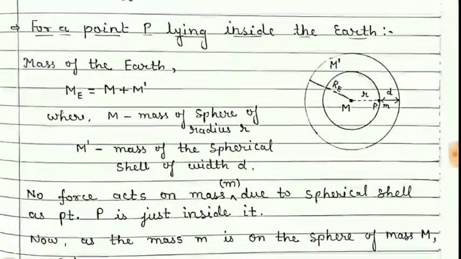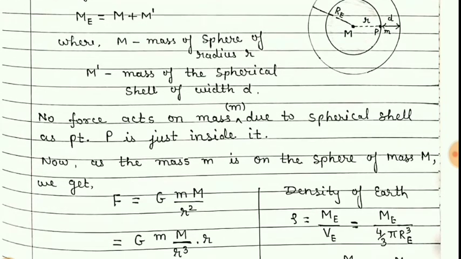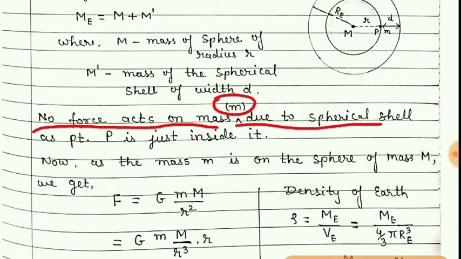Now here we have imagined the total mass of the earth to be made up of the mass of the sphere and the mass of the shell. I have written here, no force acts on the mass m due to the spherical shell at point P, because it is just inside it, and that we have studied in our earlier lecture. Also I have shown this in this lecture before starting this topic.